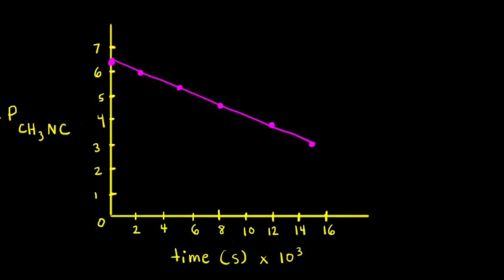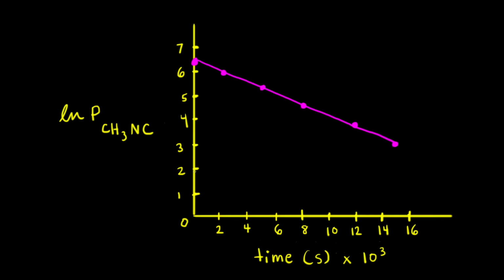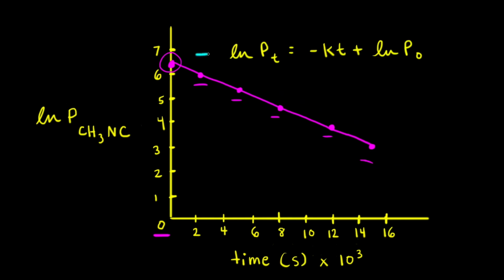All right, so I've already graphed it here. And we just saw when time is equal to 0 seconds, the first point is equal to 6.219. And here I have the other data points already on the graph. Here's the integrated rate law for a first order reaction, and I've put pressures in there instead of concentrations. And so we have the natural log of the pressure of methyl isonitrile on the y-axis, and we have time on the x-axis, and the slope of this line should be equal to the negative of the rate constant k.